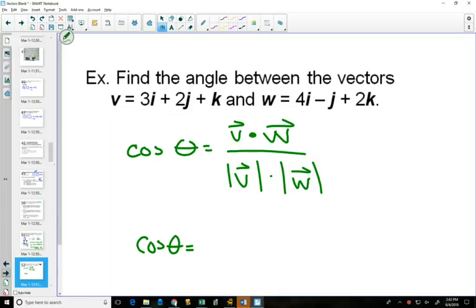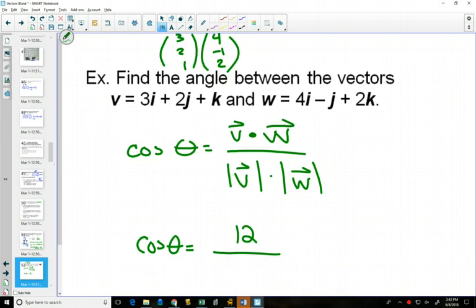So cos theta is going to equal, well, if I think of this vector as 3, 2, 1, and this vector as 4, negative 1, 2, I'm going to get 12 minus 2 plus 2, which is 12. The length of v, a squared plus b squared plus c squared, is the square root of 14, and the length of w, 16 plus 1 plus 4, is the square root of 21.